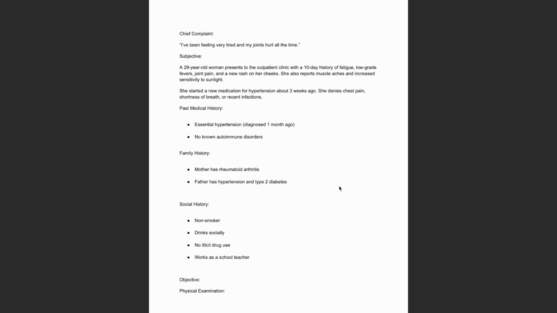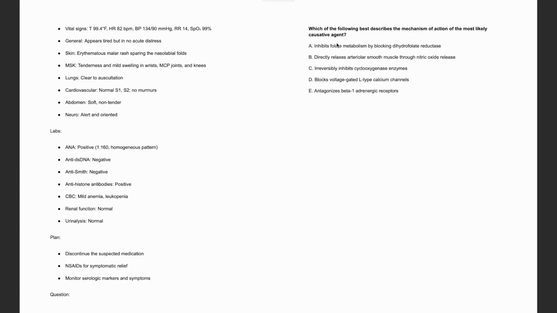Okay, so we're going to be solving this question, and right off the bat, for these type of case SOAP note style questions, we're going to want to read the question first in order to save our time. So let's go ahead and read the question first, and then we'll skim through the vignette and then try to pick up the clues we need to solve the answers. Which of the following best describes the mechanism of action of the most likely causative agent? So we're looking for a drug and the mechanism of action of the drug.